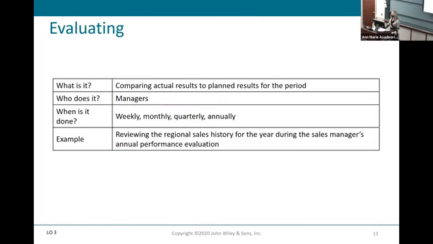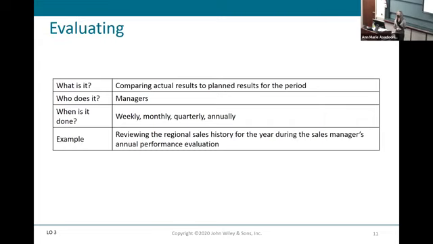And then evaluating, right? Evaluating is comparing your actual results to those planned results. Now that it's the end of the year, or now that it's the end of the quarter, let's see how well we did, right? You have that budget, you had your goal, and now you have your actual. So now you're going to be able to compare the two and see how well you have performed, right? So this is performance evaluation.